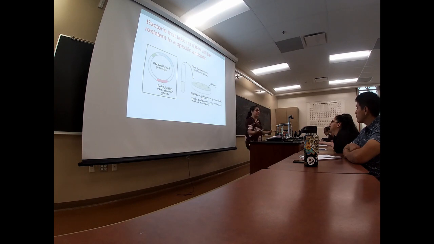And it's resistant to the antibiotic because of the gene that you put into the vector. Yes, so there's its gene. So only these bacteria that took up your recombinant plasmid with your resistance gene will grow. Yeah? All right, we're almost there.